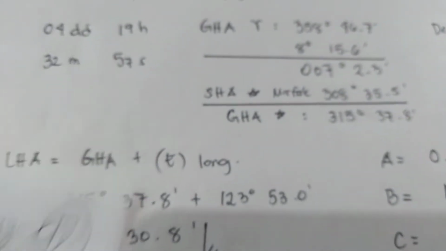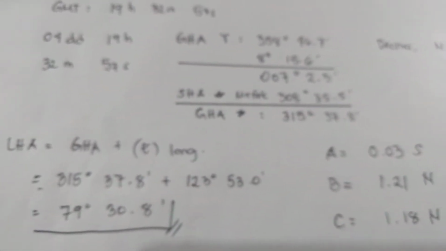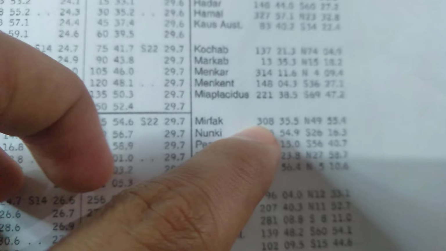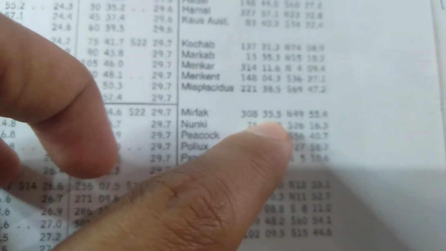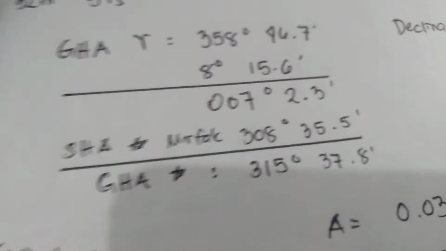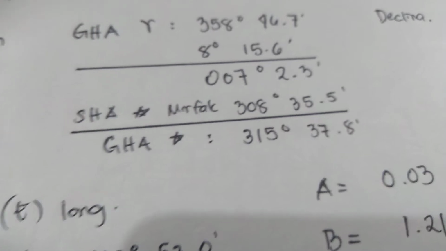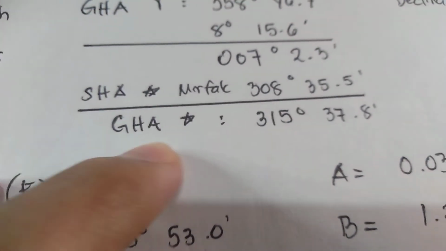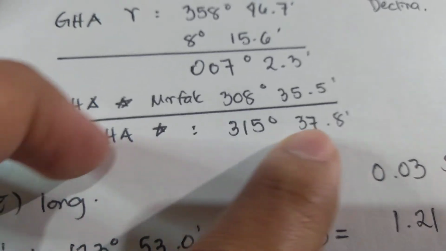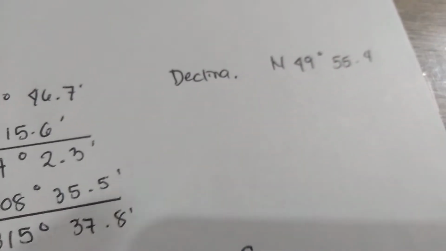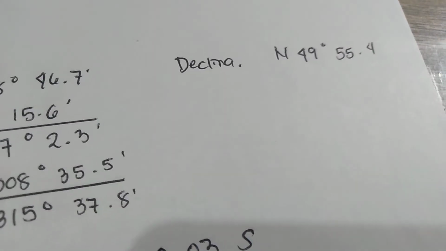And for the SHA, the sidereal hour angle of the star Mirfak, that would be here. Mirfak, that is 308 degrees 35.5 minutes. And then we add the GHA of Aries and the SHA of Mirfak. That would result to GHA of Mirfak 315 degrees 37.8 minutes. And the declination is still the same, north 49 degrees 55.4 minutes, since we get it here.